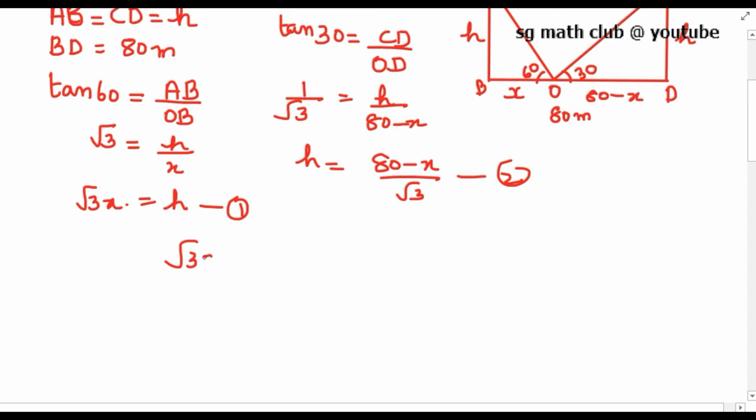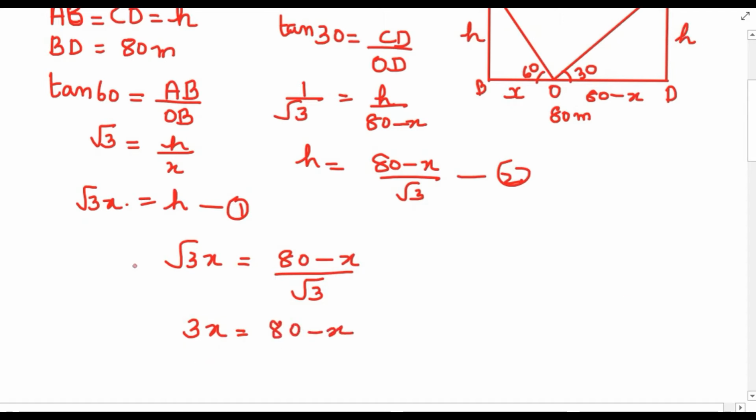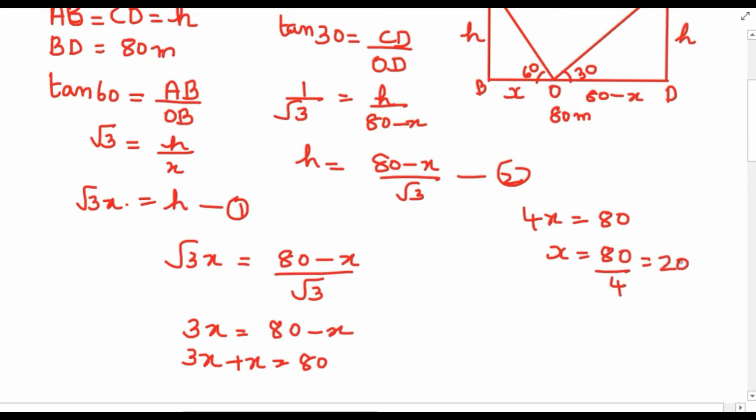So we have root 3 x is equal to, because the h is equal on both sides, we can equate the other side. Now cross multiplying, 3x is equal to 80 minus x. If you take the x to the other side, 3x plus x is equal to 80. 4x is equal to 80. x is equal to 80 by 4, which is equal to 20 meters. So the distance from the point O to the two trees, first is 20 and the second one is 80 minus 20, which is equal to 60 meters.